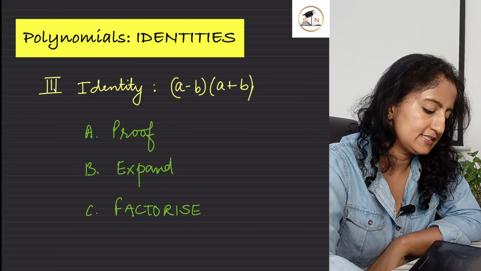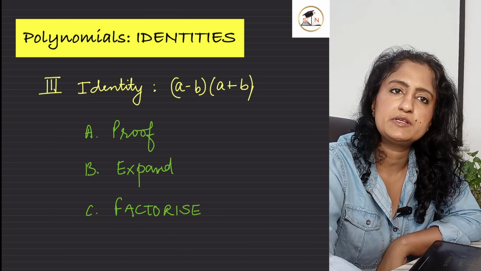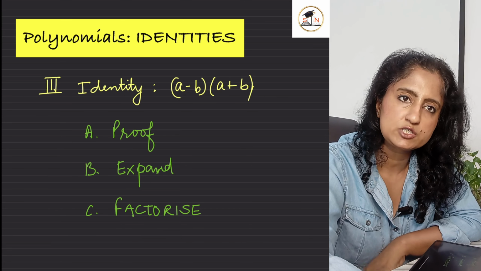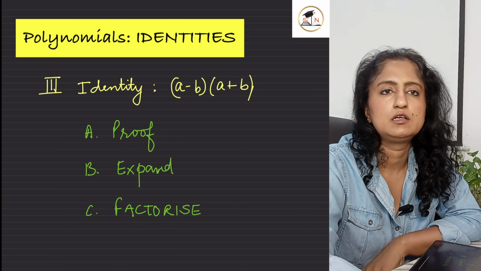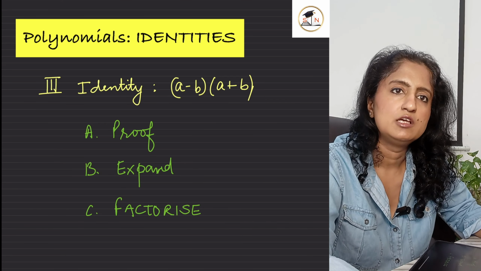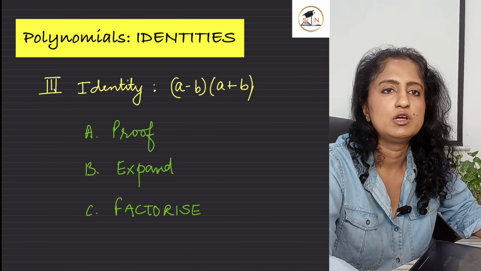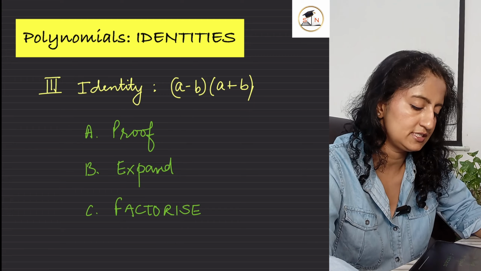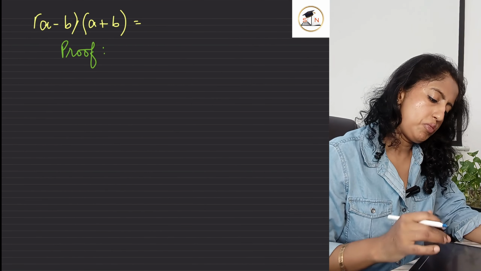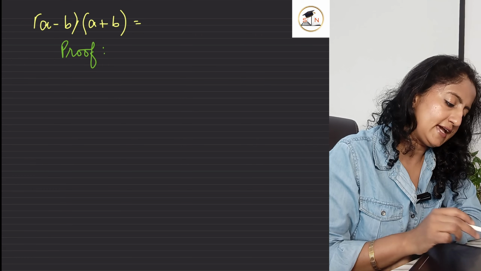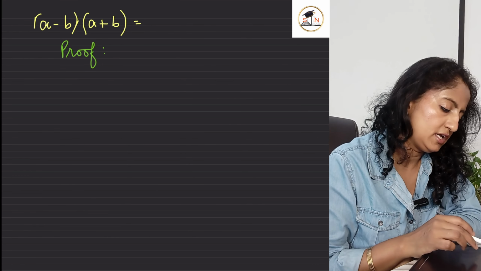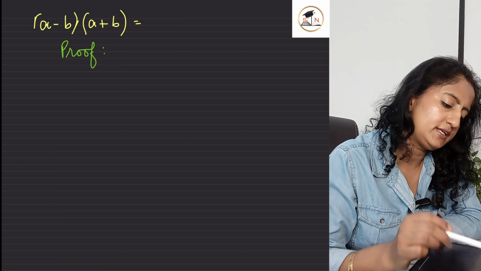The identity is (a minus b) into (a plus b). In the previous videos, with respect to the first two identities, we had learned about their proofs, expansions and factorization. So likewise, in this also, we are going to learn the same kind of things for the third identity. Okay, so let's start. The identity is, as I said earlier, (a minus b) into (a plus b), right? Regarding the proof, let's start with it.